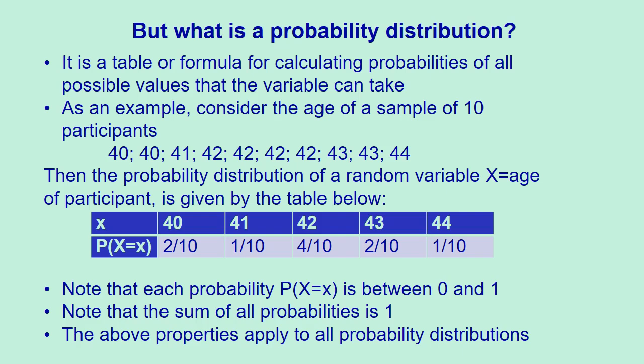For instance, probability of x equals 40 is 2 over 10, probability of x equals 41 is 1 over 10, probability of x equals 42 is 4 over 10, probability of x equals 43 is 2 over 10, and probability of x equals 44 is 1 over 10.